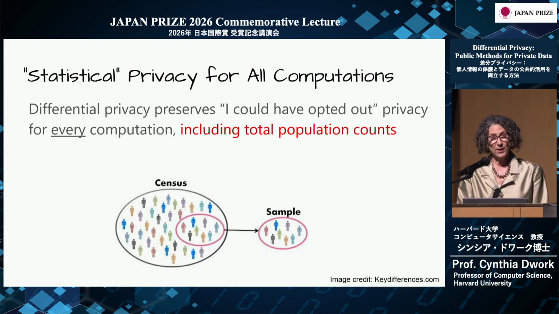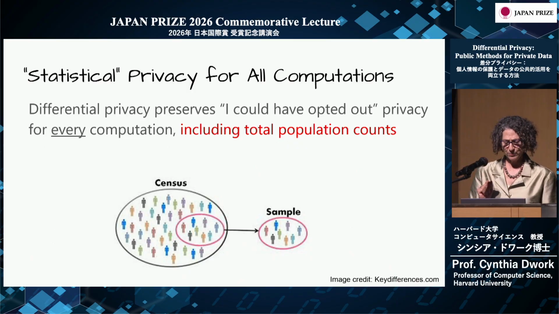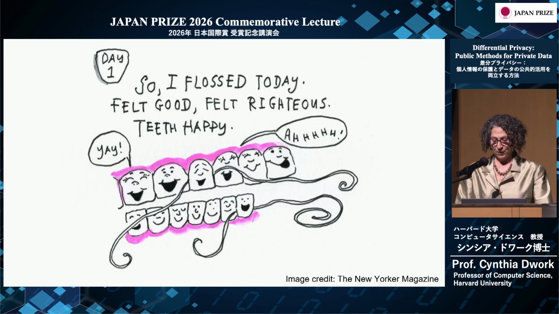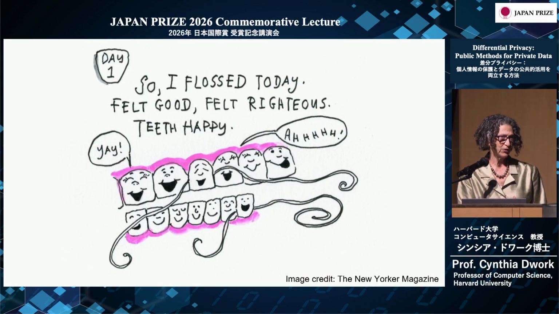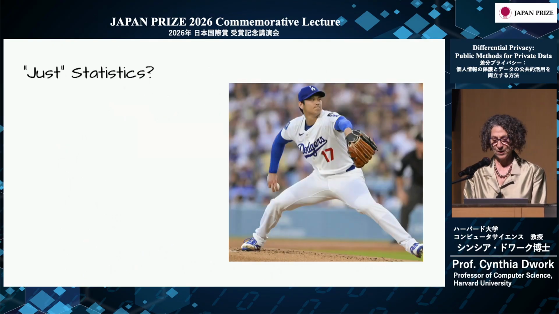Differential privacy will actually preserve this notion of "I could have opted out" privacy for every computation, including total counts, total population counts. So let's consider the personal information of whether or not one flosses one's teeth regularly. Okay. And let's consider some statistics.